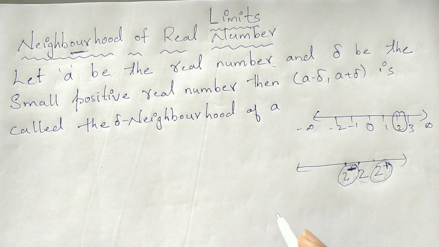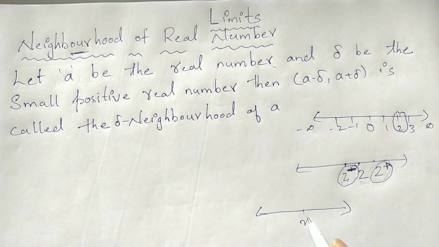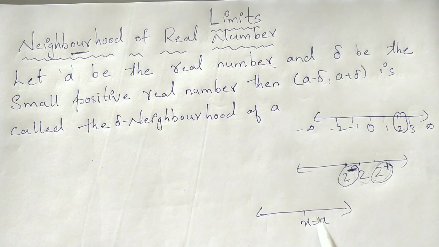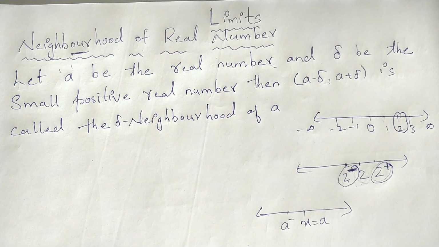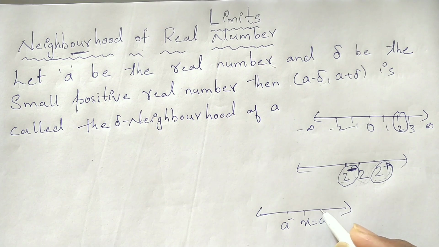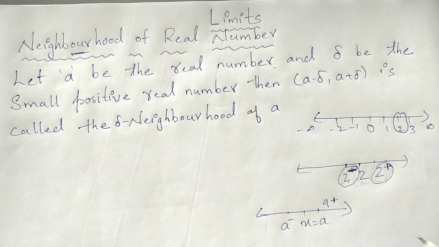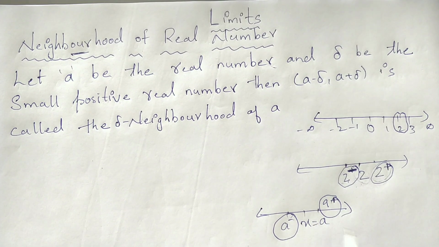Similarly, suppose this is a number line, and x equal to a is any real number. Again we are approaching a from the left side of a, coming closer to a. This is called a minus, the left neighborhood of a. And when we approach a from the right side of a, it is called the right neighborhood of a, denoted by a plus. So we have two neighborhoods, left and right, for every real number.